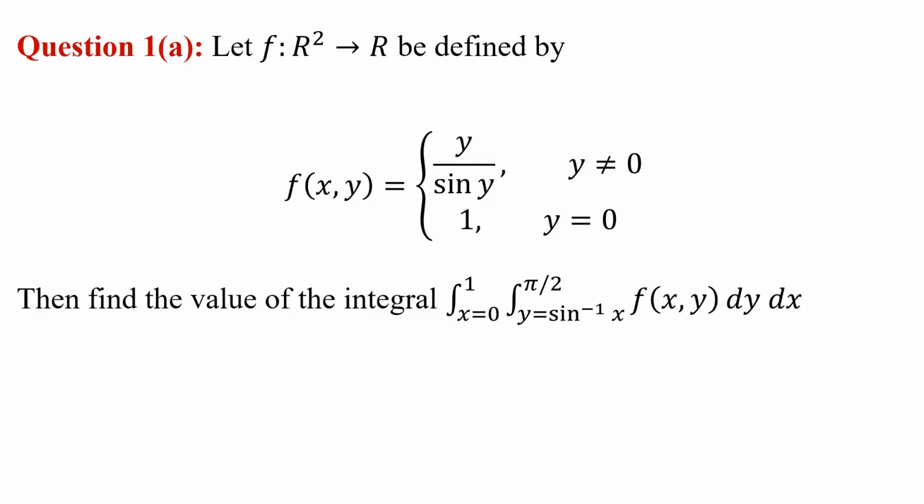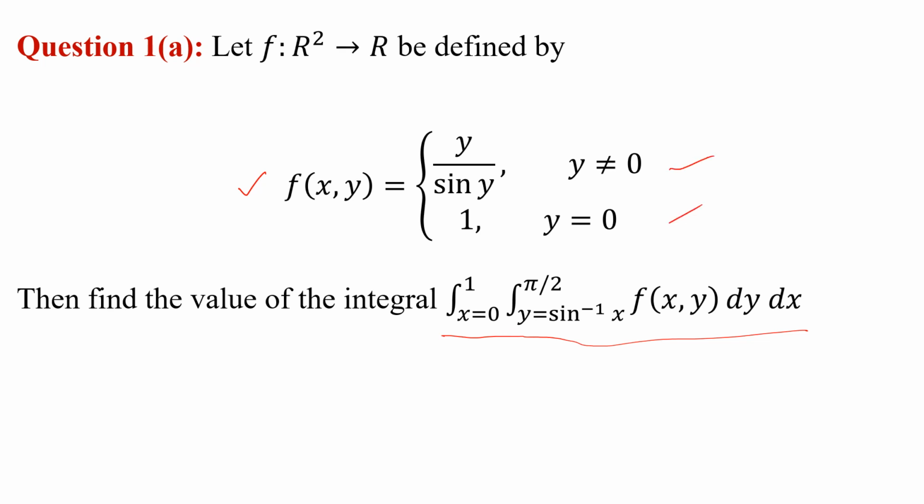In this question, the function f of x, y is given, that is y upon sine y for y not equal to 0, and 1 for y equal to 0. In that case, we need to evaluate this integration for x from 0 to 1 and integration for y from sine inverse x to pi by 2 of f of x, y dy dx. f of x, y will be treated in such a manner.